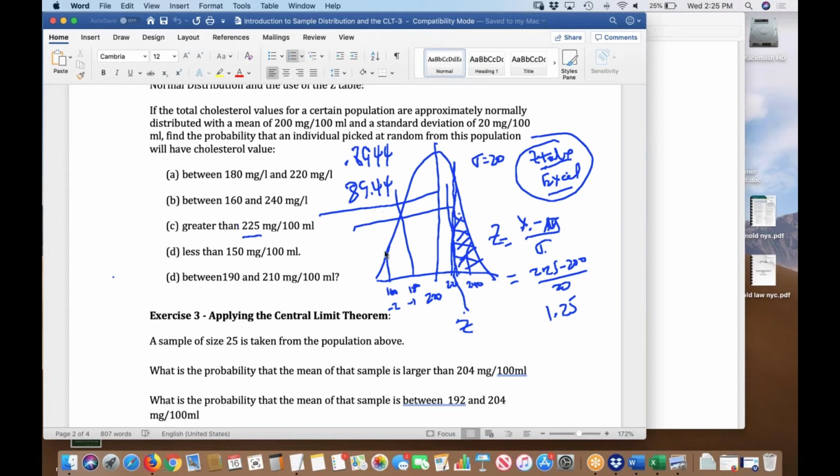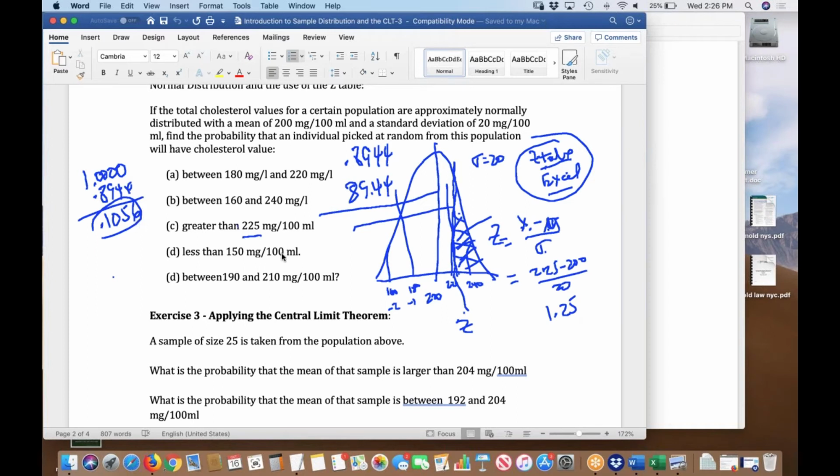Okay, that leaves, in the area that we're interested in, 1 minus 0.8944, or about 0.1056. Okay, about 10.56%. So the probability that we would pick a random individual from this population and their cholesterol value would be above 225 is 10.56%, or 0.1056 as a probability.